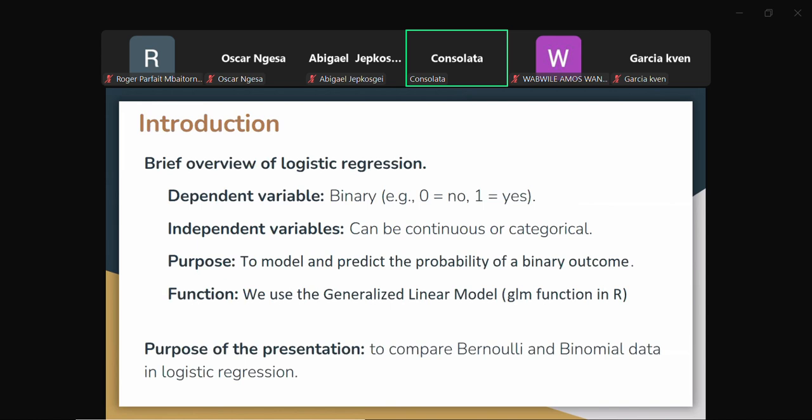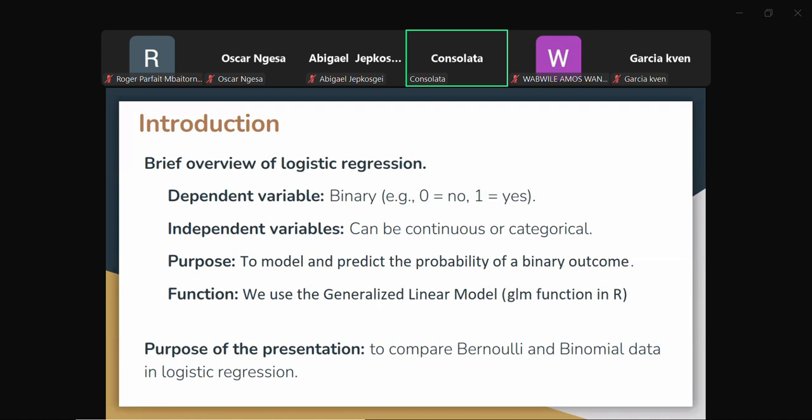I'll start with the introduction, just a brief overview of logistic regression. We know that logistic regression is used when the dependent variable is binary. That means it has two outcomes. It can be 0, 1, no, yes, success, failure. And the independent variables, these are the predictors, can either be continuous or categorical. Logistic regression is used to model and predict the probability of a binary outcome.